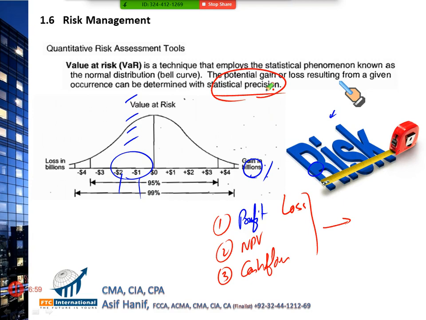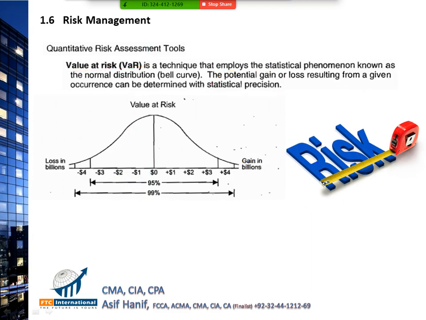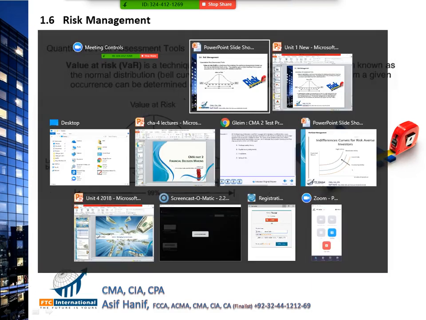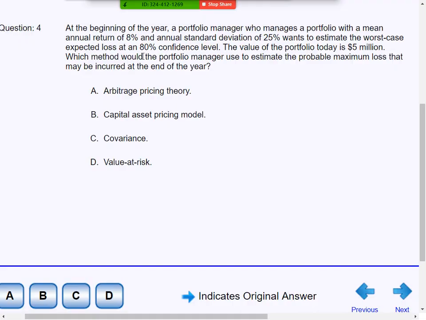The learning outcome statement is very explicit on it, that the students are expected to know what is value at risk. That's all. And computations are not required. This is explicitly mentioned in parentheses within your learning outcome statements. So taking this idea and applying it on the given question.